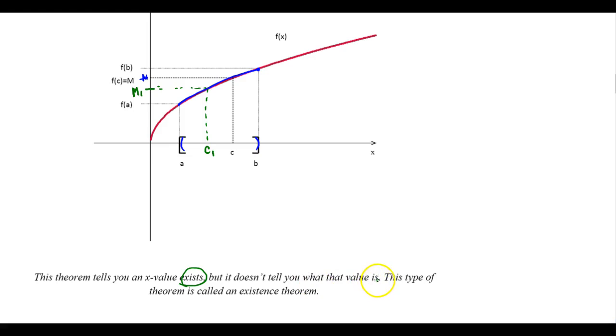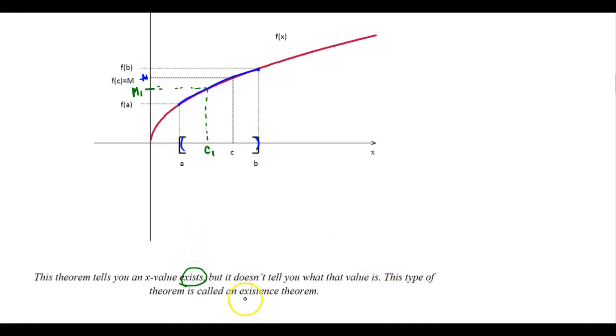x value is. So let's stop and think about that speed example for a second. So if you're going 0 miles per hour and then 10 minutes later you're going 45 miles per hour, the intermediate value theorem says that yes, at some time between 0 and 10 minutes then, you must have been going 25 miles per hour. But the intermediate value theorem doesn't tell you what time that happened. It just tells you that it happened.